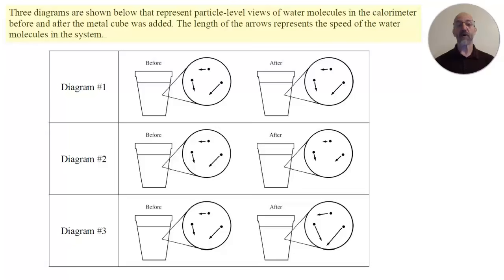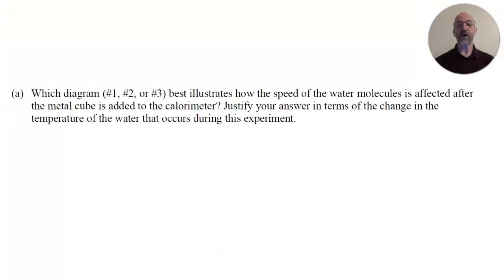The length of the arrows represents the speed of the water molecules in the system. In other words, longer arrows represent a faster speed, and shorter arrows represent a slower speed. So the question in part A of question 4 is, which diagram, number 1, number 2, or number 3, best illustrates how the speed of the water molecules is affected after the metal cube is added to the calorimeter? Justify your answer in terms of the change in the temperature of the water that occurs during this experiment.